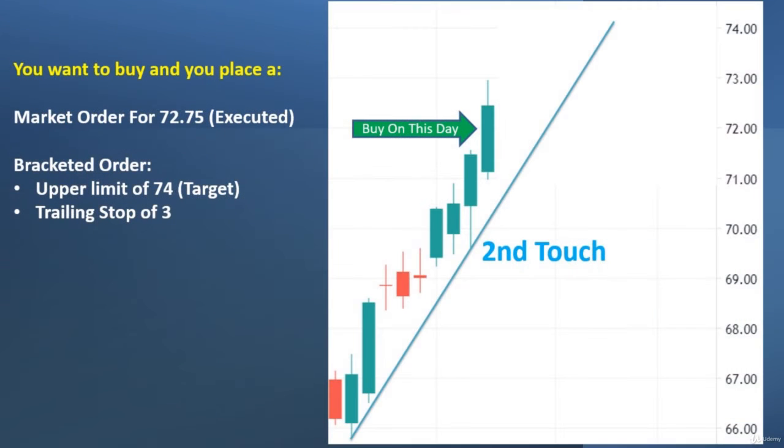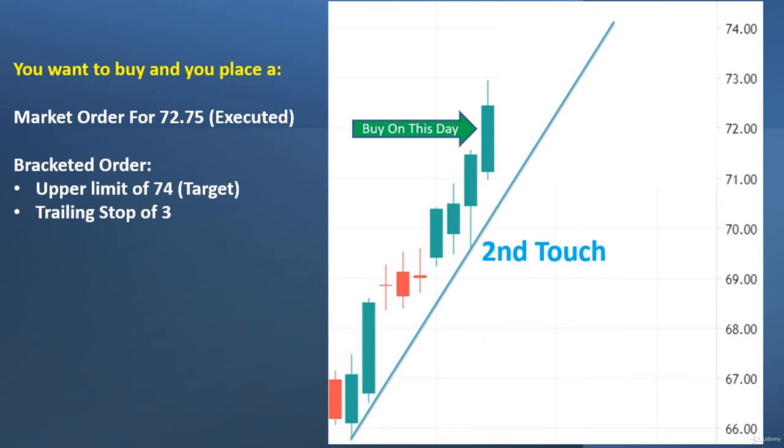So here we have this nice uptrend. Let's say you bought at a market order for 72.75. That's what was executed. Then you're placing a bracketed order around that market order. You're bracketing that market order. And so let's say you decide to set an upper limit of 74. That's your target. I'm going to set 74 to automatically execute if it reaches that upper target.